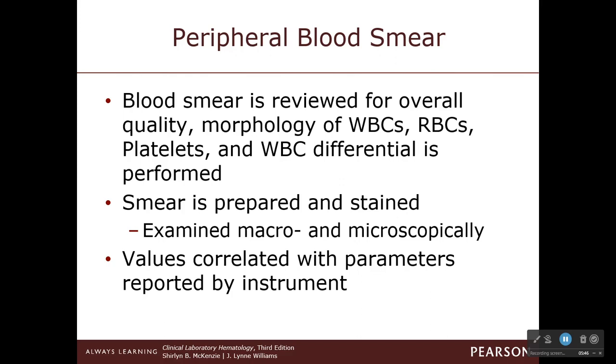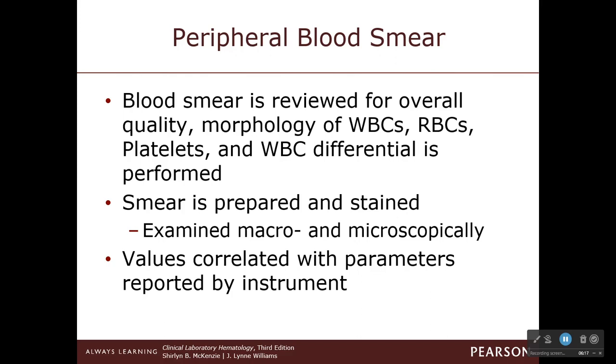And that's essentially what we're doing when we do a morphology. The machine is going to give us the parameters, okay? It's going to give us the counts. It's going to calculate the indices for us, okay? Whatever those tell us, I better see on the slide, all right? That's the reason MCV is so important. That's the reason MCHC is so important. If it gives me an MCV of 120, and then I do a blood smear, and all the cells are normal, something's wrong. Does that make sense?